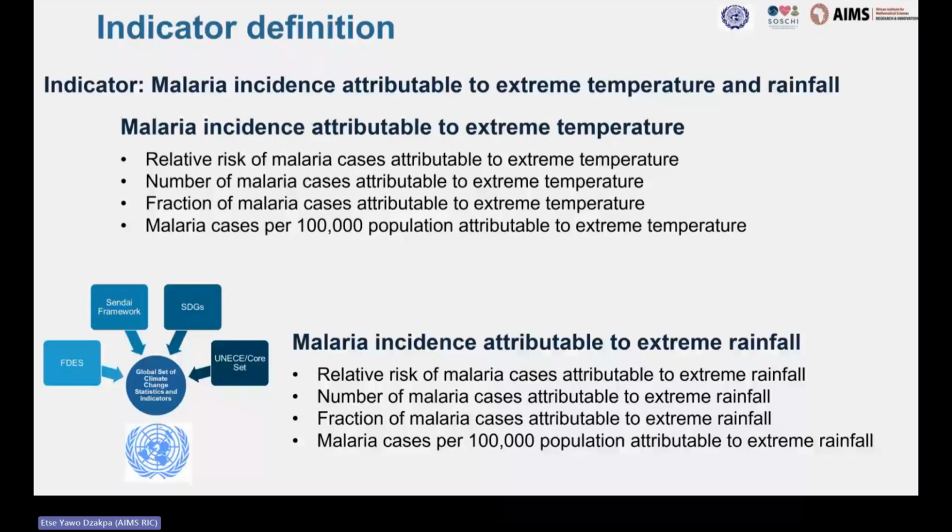So for being able to have those indicators, we are using four metrics. The relative risk will inform us about the area with high risk for a specific focus or intervention. We have the number of malaria cases attributable to extreme temperature. That one is the attributable number that will inform us about the excess cases that are attributable to the extreme temperature or extreme rainfall.